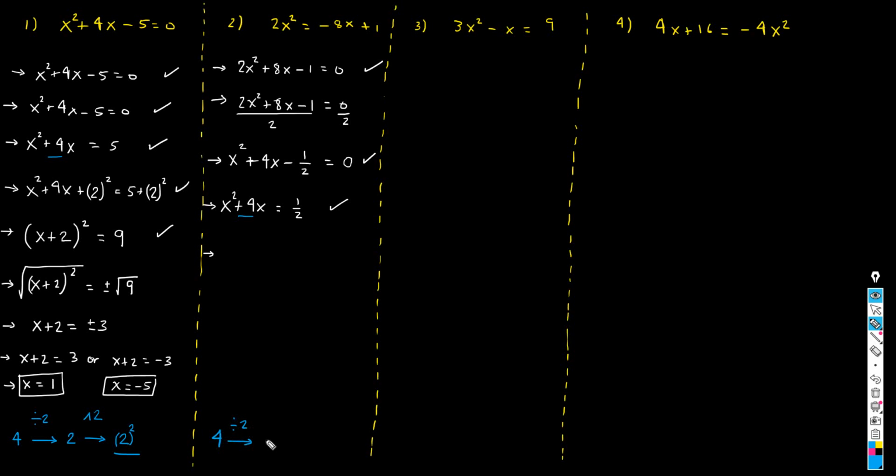Divide it over 2. You're going to get 2, and then raise it to the square. So you're going to get 2 squared and leave it expressed like this. Once you're done with that, go back to your equation and add this number to both sides of this equation at this point. So let's do that. x squared plus 4x plus 2 to the 2 equals 1 half plus 2 to the 2. That is my fourth step.